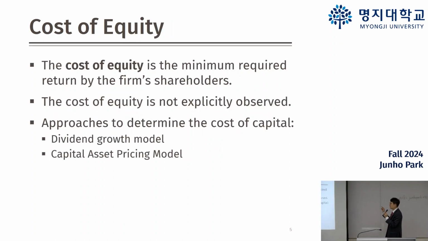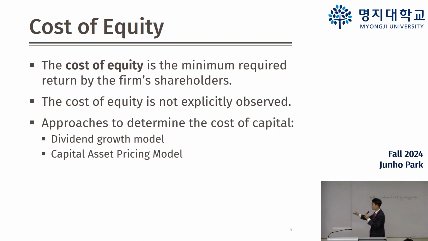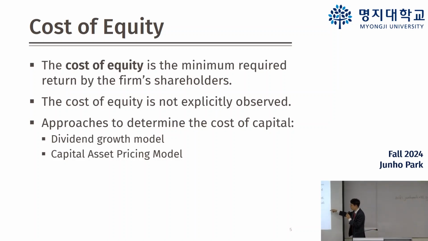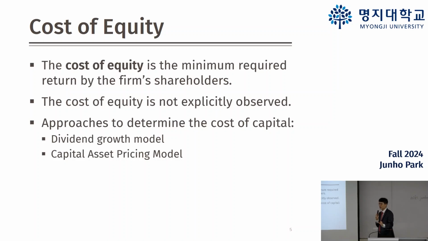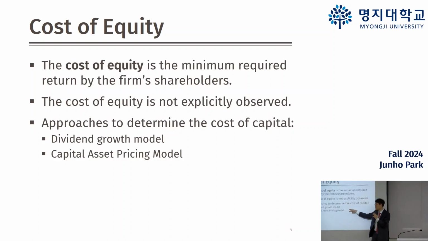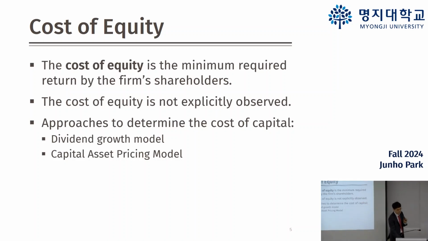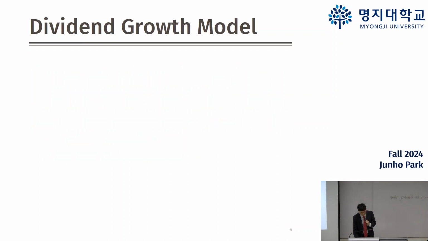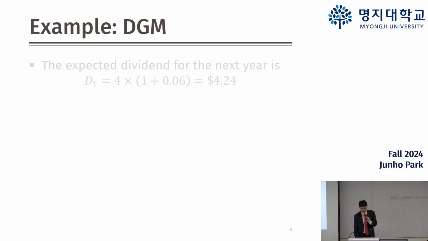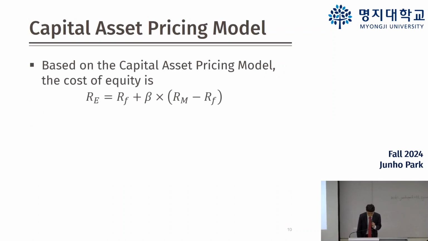The most difficult part is to determine the cost of equity, because the cost of equity is usually hidden. So you may need to find it out by yourselves, and as an undergraduate student, you can rely on two models: the dividend growth model that I discussed on Monday, and the capital asset pricing model in chapter 13. So let me talk about the capital asset pricing model.